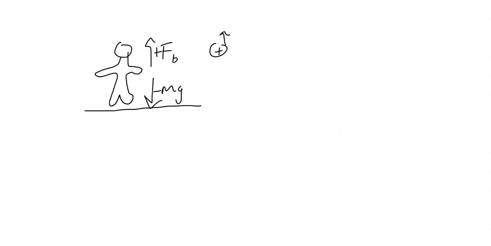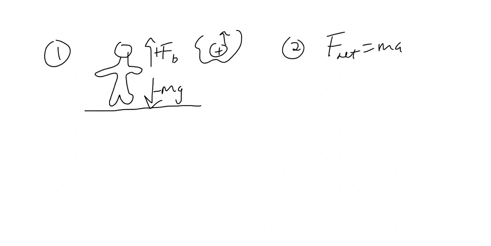This is my step one. Done. That was easy. F B is up, therefore is positive. mg is down, therefore is negative. Only because I've chosen my positive direction. Two, I write F net equals MA, and I plug in F net from the diagram. So what is F net? It's going to be F B minus mg. I don't know which one's bigger, and that equals MA. Don't assume the result. Don't do five steps at once. Just do this and then now I'm going to plug in some numbers.